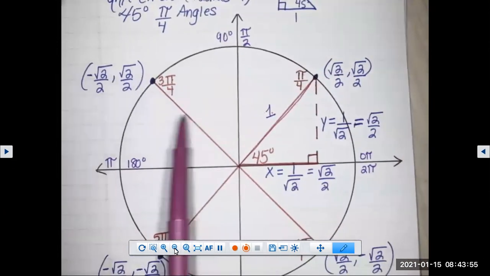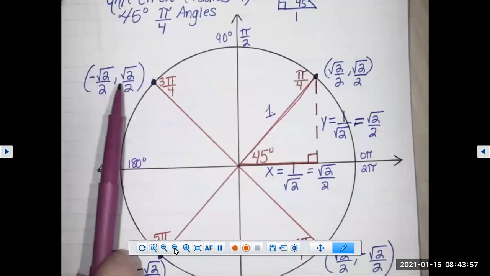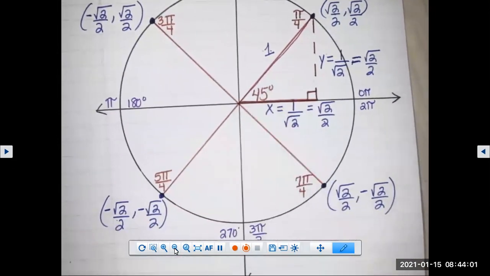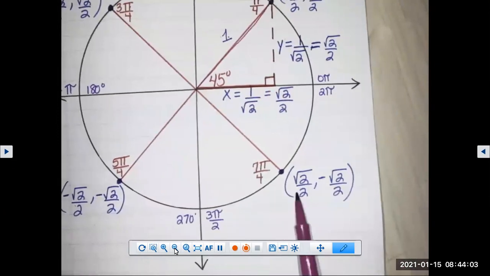And if you're in quadrant 2, of course, your X is negative, Y is positive. Quadrant 3, both your X and Y are negative. Quadrant 4, X positive, Y negative.